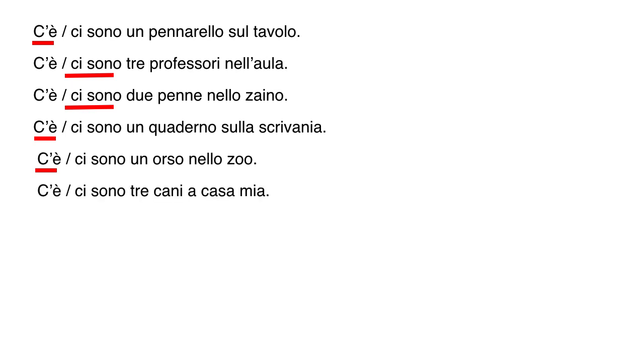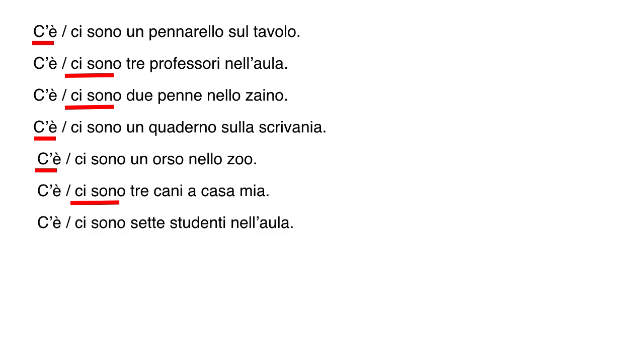Tre cani a casa mia. Three dogs at my house. This is not my case, actually. I have no dogs, which kind of pains me because I love them, but you know. I have a small apartment and I live in New York City. It's only an example. But tre cani a casa mia. What do you think? C'è o ci sono? Well, tre cani, it's more than one dog, right? It's actually three. So it's ci sono. Ci sono tre cani a casa mia. There are three dogs in my house.